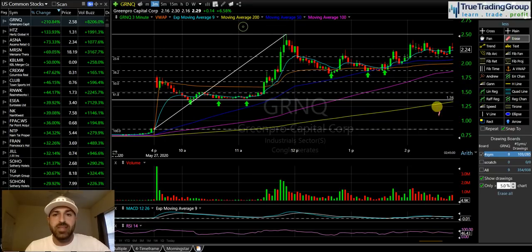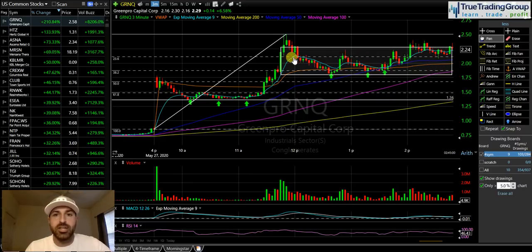Notice now as GRNQ is consolidating, this trade line means nothing. You can see we're above the trade line, then below it, then above it, then below it, and so on. It's not an indicator that's going to tell you anything during a moment of consolidation.